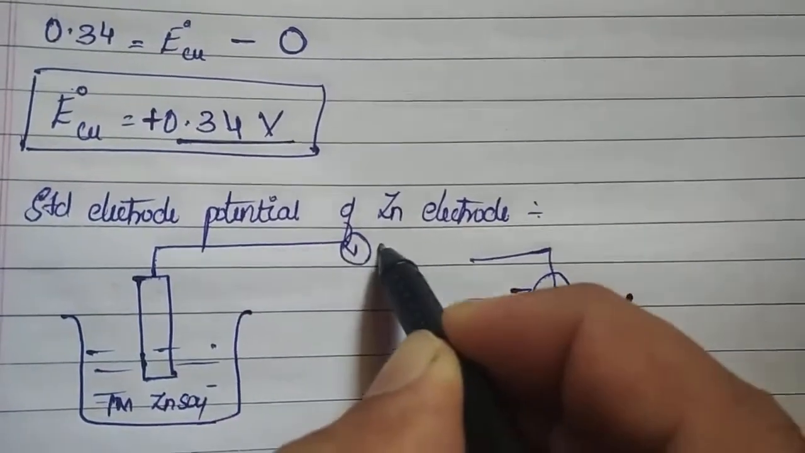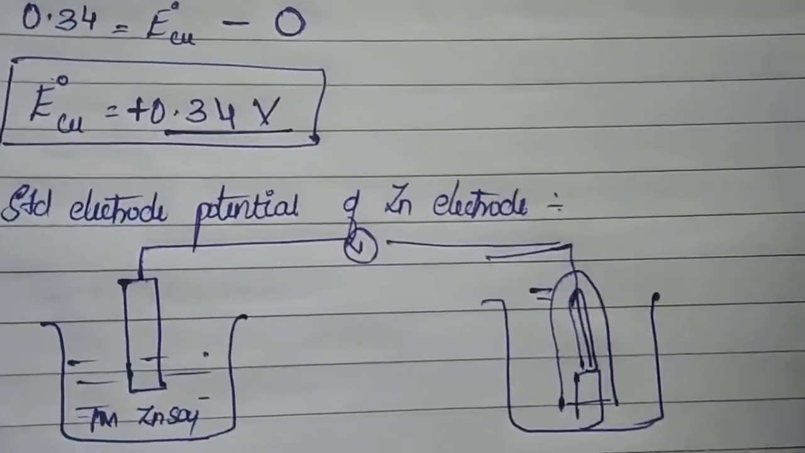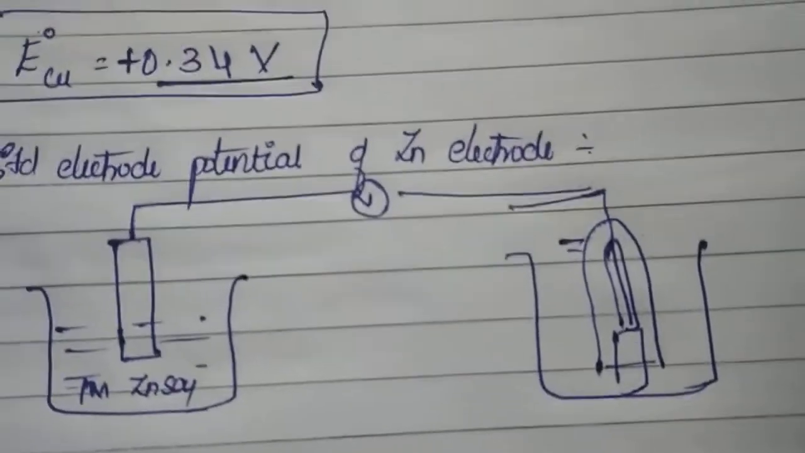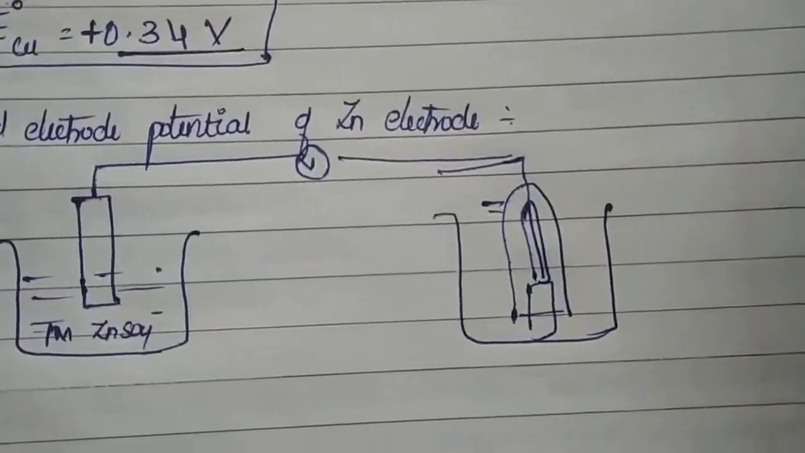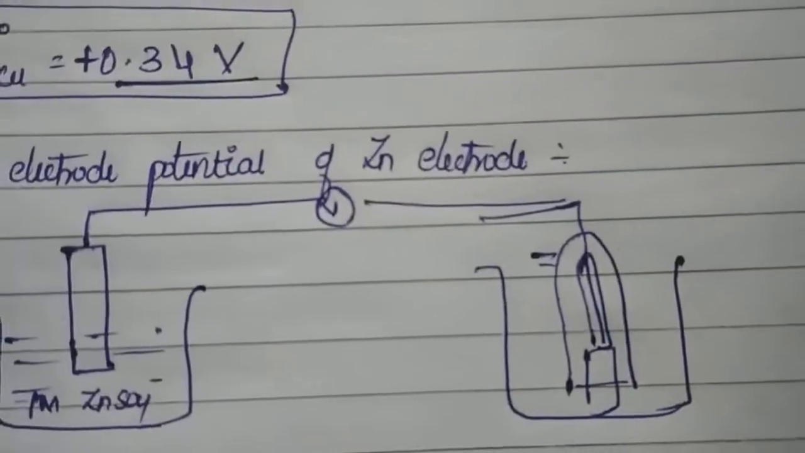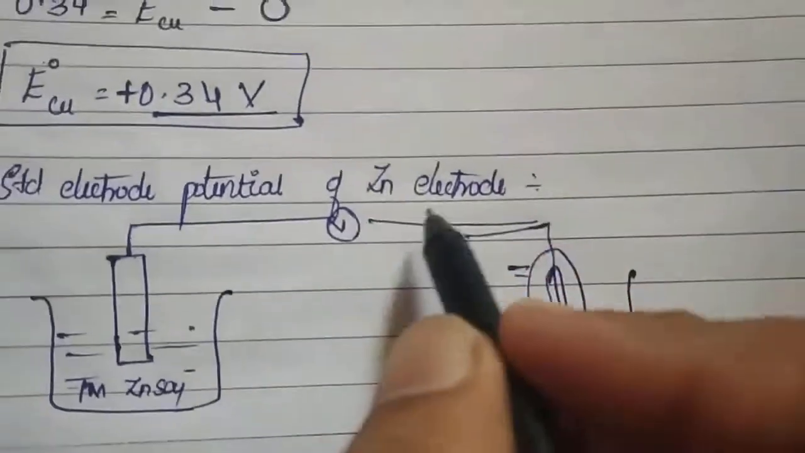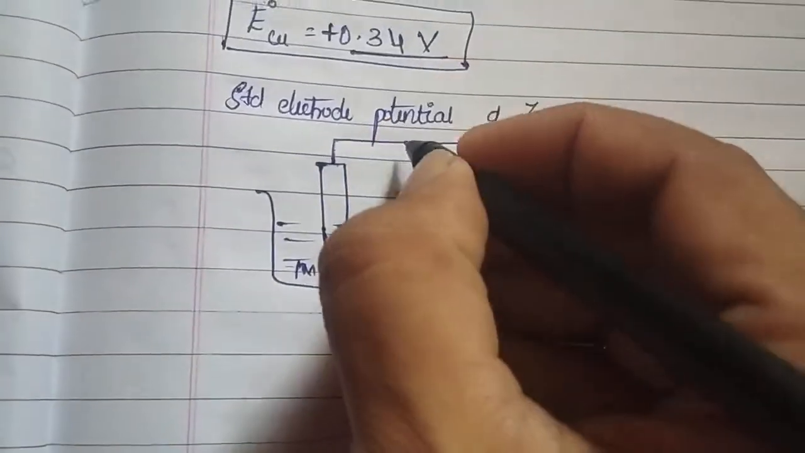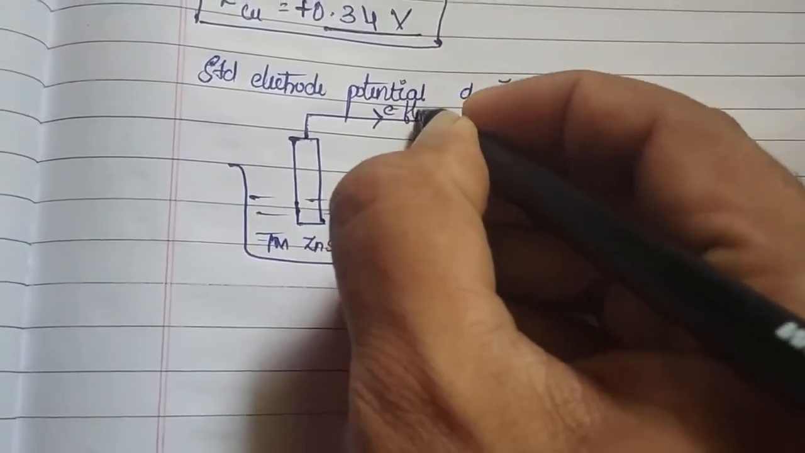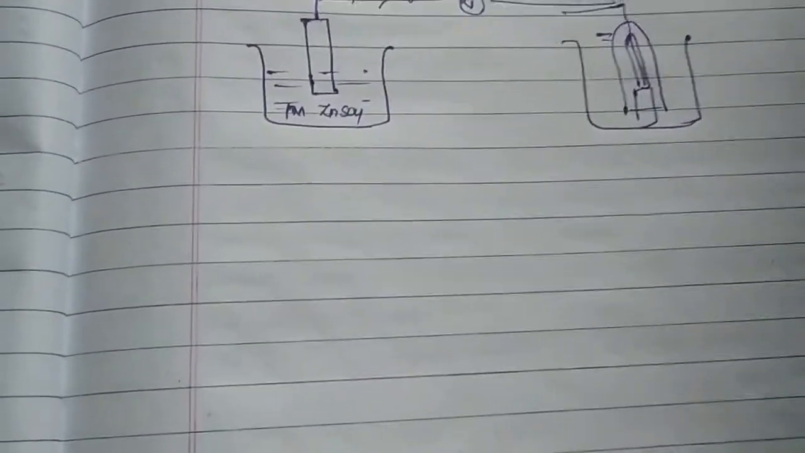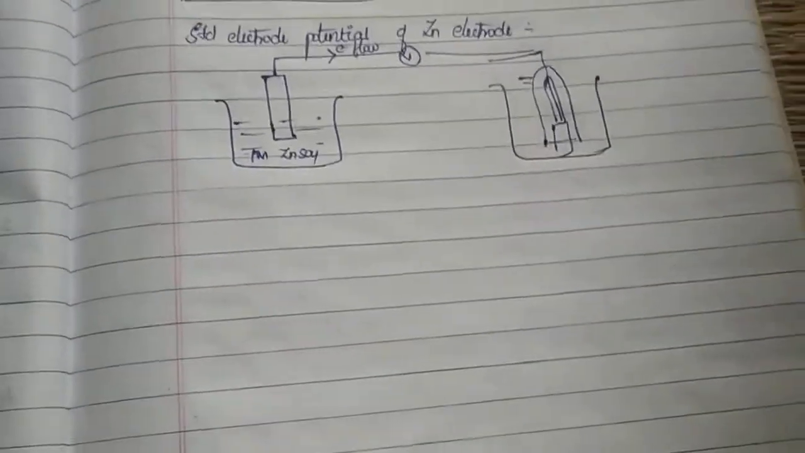So that means what? Zinc should act as an anode, SHE should act as a cathode. So that is the reason according to IUPAC he kept the anode at the left, cathode at the right. Are you able to understand? So you have to also notice all these things. According to your syllabus only 2 are there, but whenever you are conducting the experiment in your higher classes, this is the protocol one has to follow.